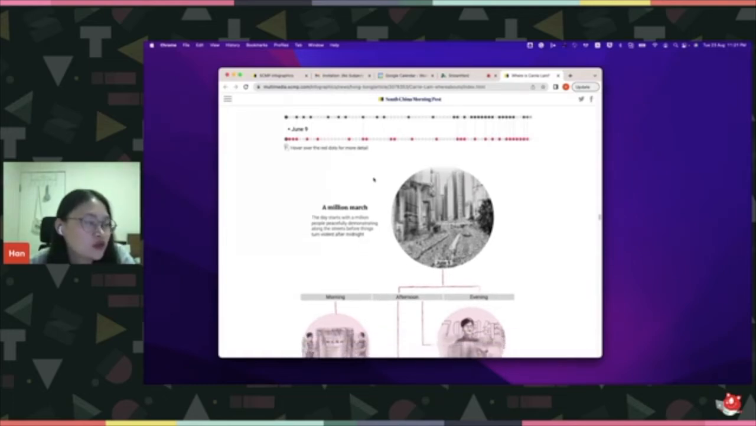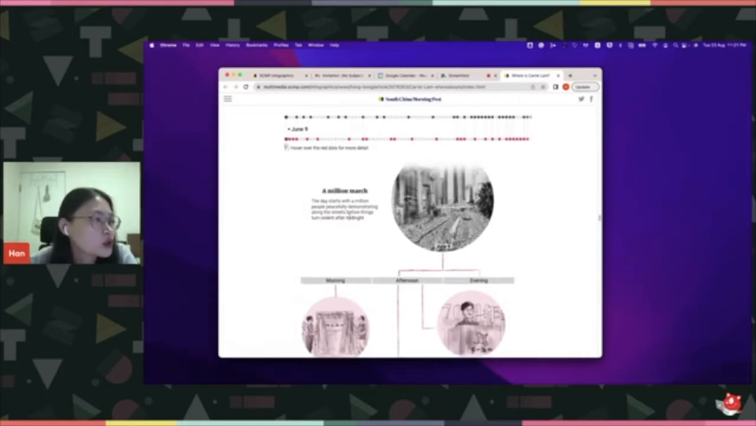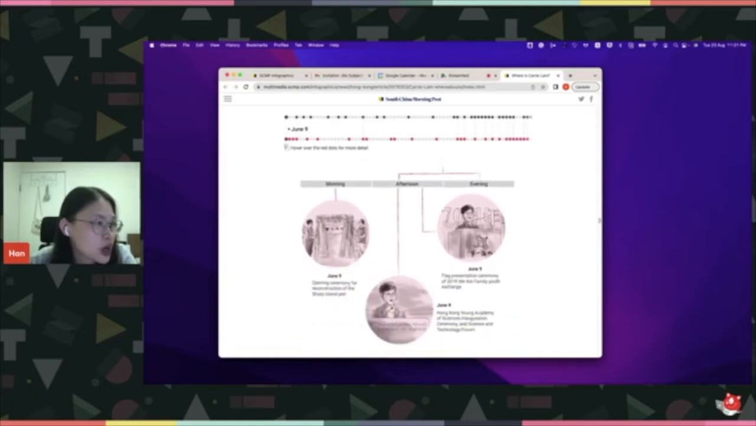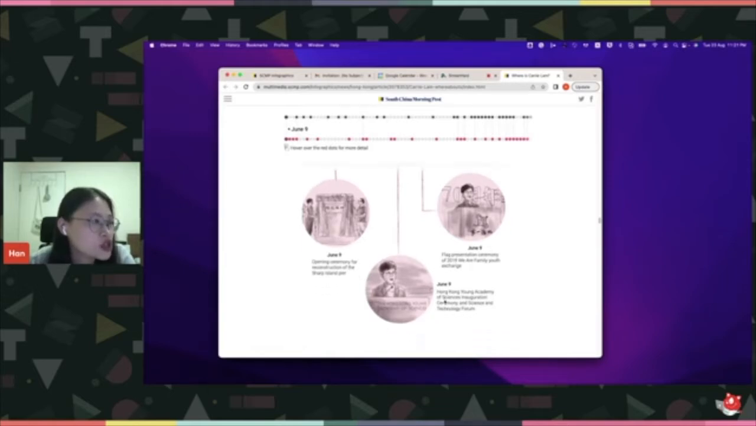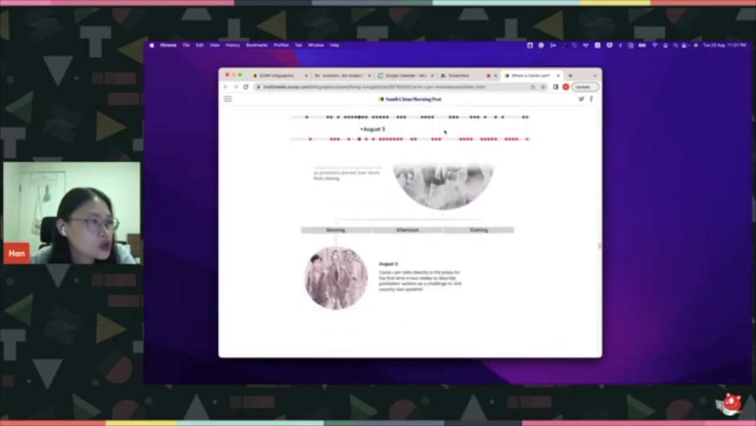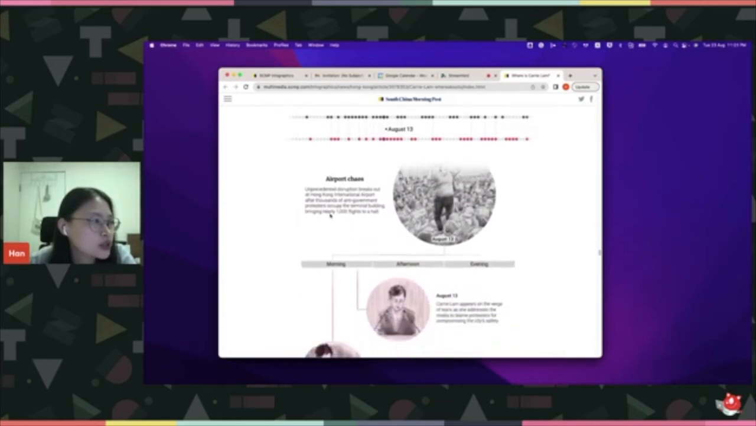But in order to give a big picture, I also asked one of my colleagues for help. So he drew a lot of nice illustrations for me. If you scroll down the graphic, you can see this is the first 1 million march in Hong Kong. And on the same day, this is where Carrie Lam was. She's busy with all the different ceremonies and celebrations. And if you scroll down, the little chart on top is also moving because it needs to correspond to the same day as I show here.